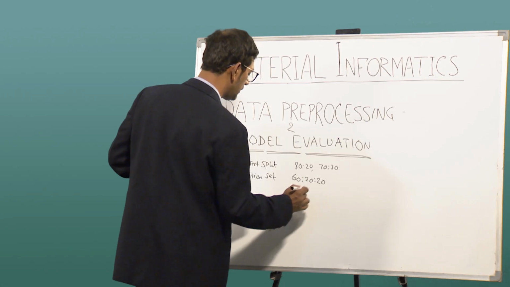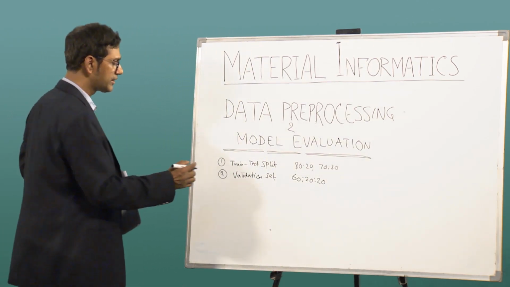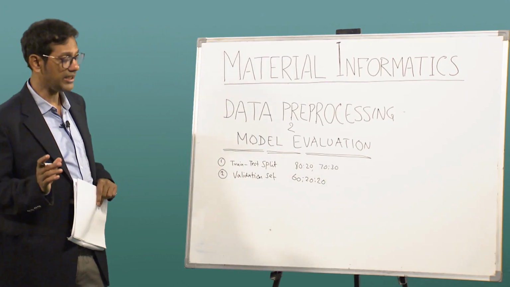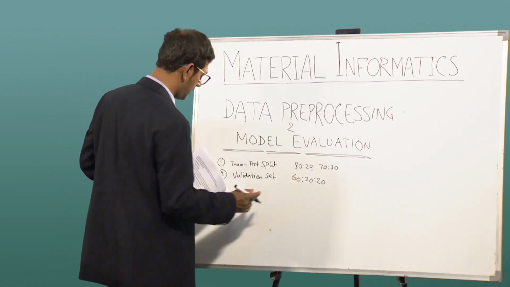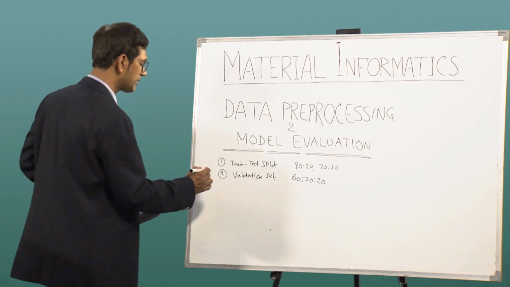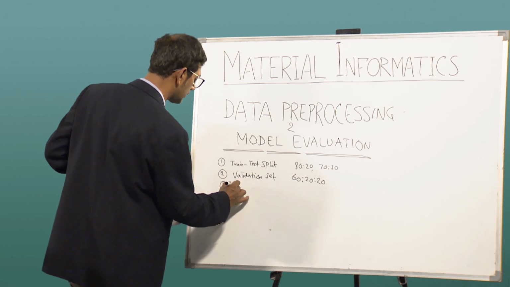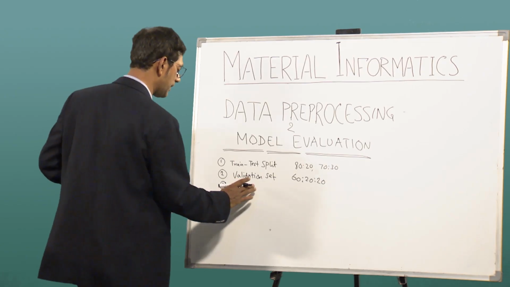So, this is the second step, that means you keep a separate set of data for validation. This is required for back propagation, or for hyperparameter tuning of the model. You understand that. The third thing is basically known as cross validation, not correlation.